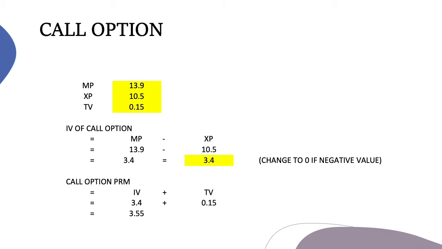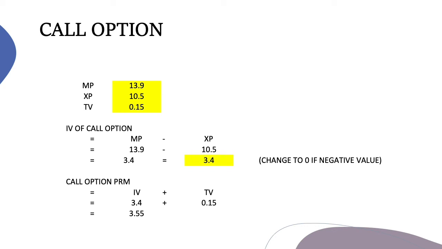Next, the question asks you to calculate the call option premium. You have information on the market price of the share, which is 13 ringgit 90 cents, the exercise price of call option at 10 ringgit 50 cents, and time value at 15 cents. To calculate the call option premium, you need the intrinsic value of the call option. You don't have that information in the question, so you need to calculate it.